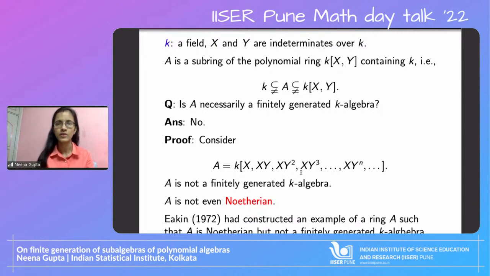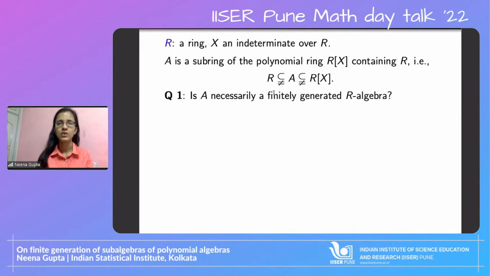There's another way of asking questions. This is a generalization: how about replacing the field K by a ring R, and just one variable? Let R be a ring and X be an indeterminate, and A a subring of the polynomial ring R[x] containing R. Is A then necessarily a finitely generated R-algebra? This is how maths progresses: once you have a result, a theorem or a counterexample, you try to formulate other relevant questions out of it. This curiosity leads to this question.